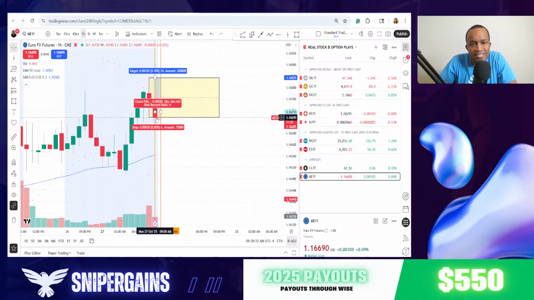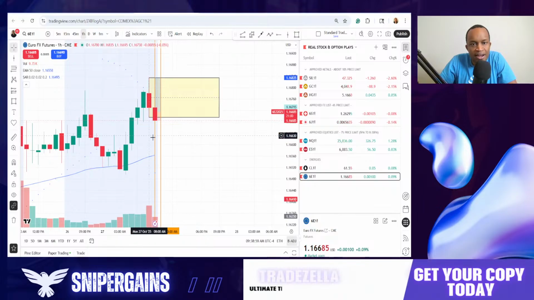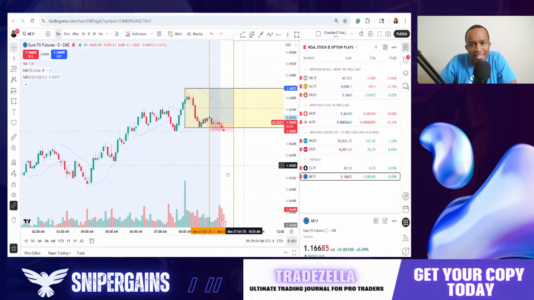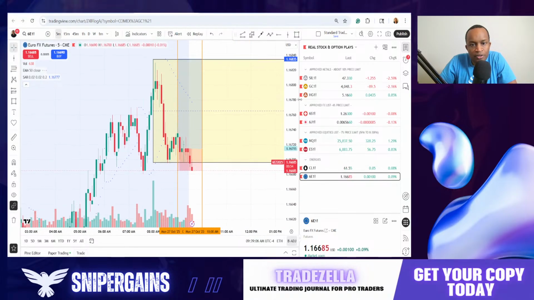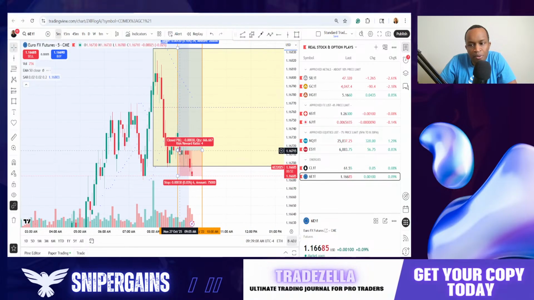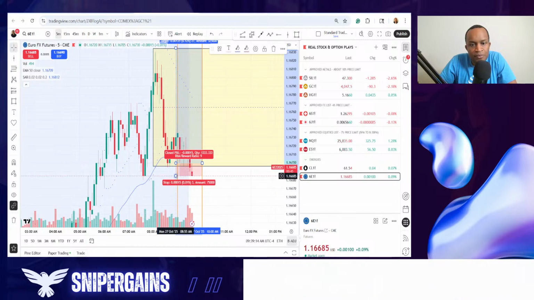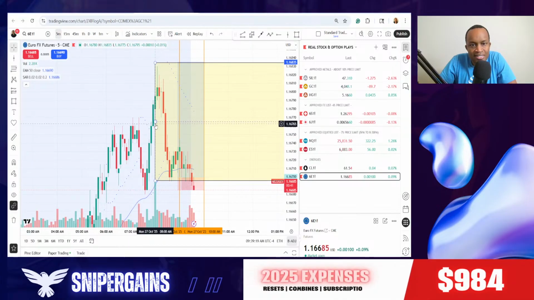Still taking a look at the 6E trade just to see how it's doing. Right now, it hasn't shown me any signs of creating a bullish fair value gap, but we're still pretty early. Right now, we're at 9:35. So we still have time. It's just we are not sure yet. So we're just going to have to wait.